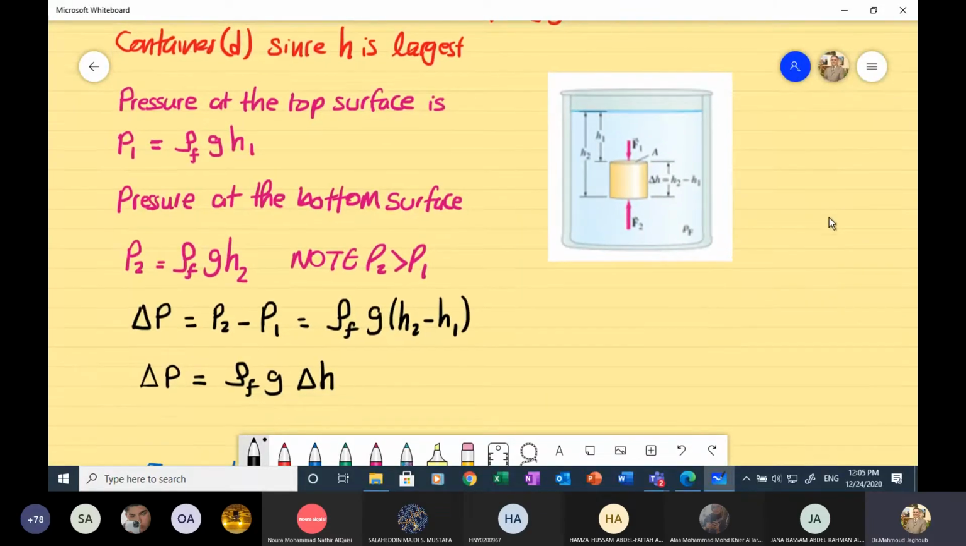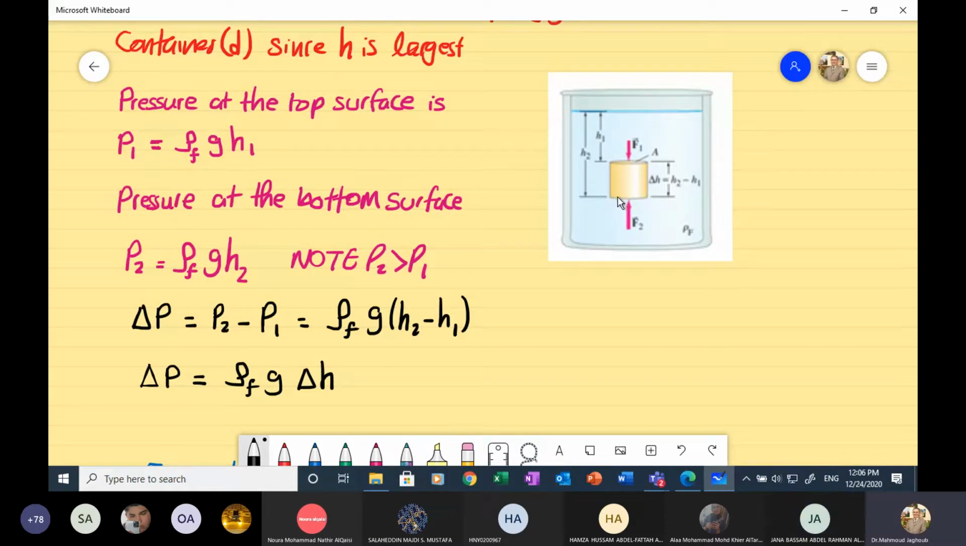Now let us look at this. I want to compare the pressures at two different points. This is a liquid, and this is the surface of the liquid. We have an object here. At this instant, tell me, where is the pressure higher? At the top surface of the liquid or at the bottom surface of the liquid?